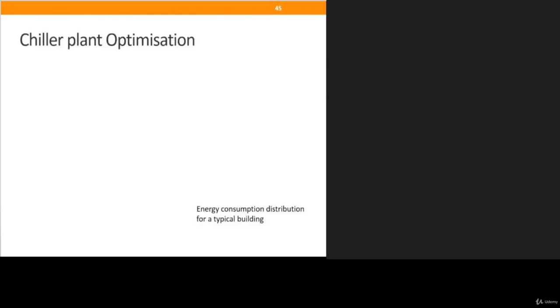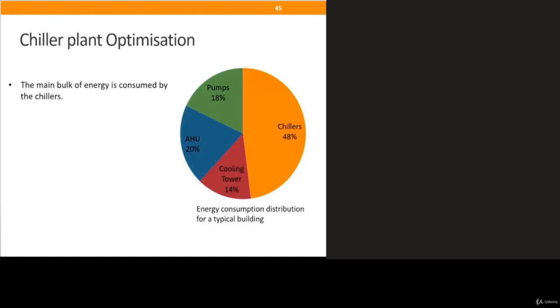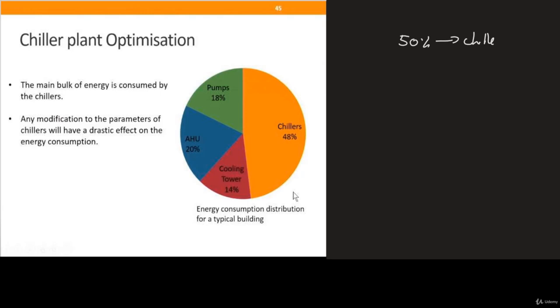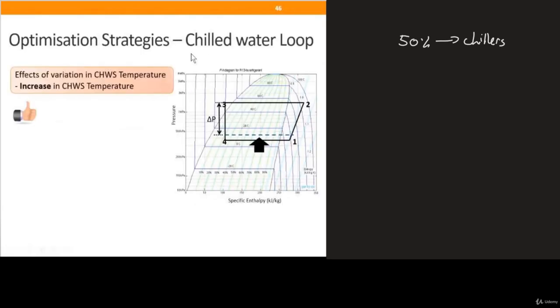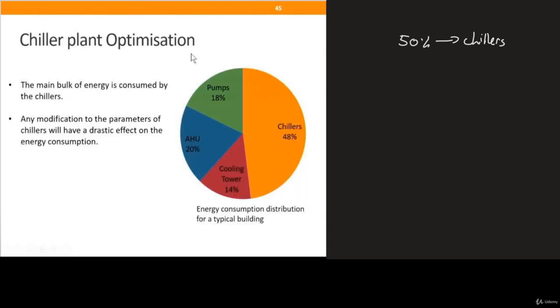For chiller plant optimization, why are we so concerned about trying to optimize what is being consumed by the chillers? As you can see from this pie chart, around 50% of the energy is actually being consumed by the chillers compared to the pumps, AHUs, and cooling towers. So if you do any changes to the chiller, imagine the amount of savings you can achieve, just by tweaking a bit of the parameters or adjusting some of the set points to make sure it operates in the most efficient manner.